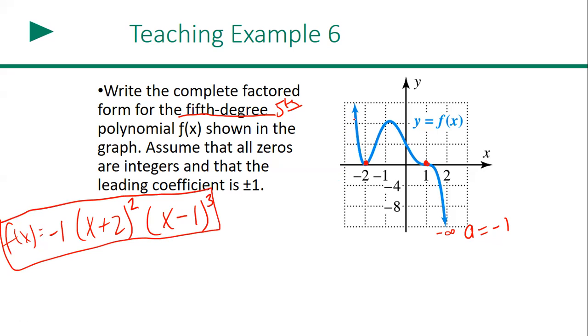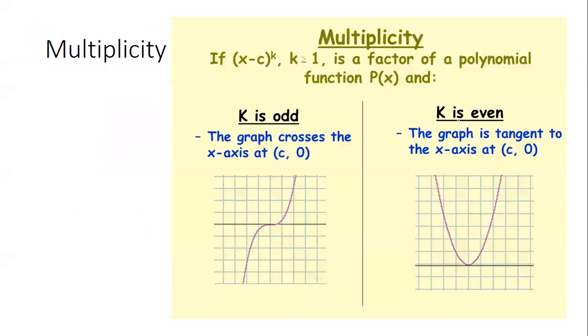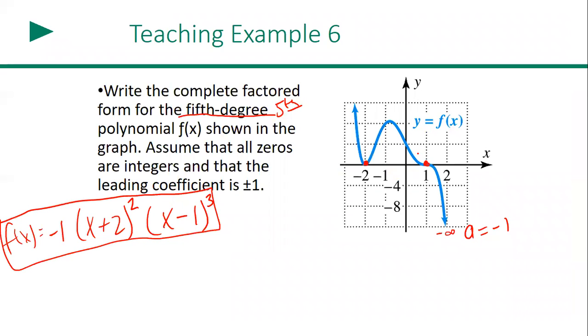The (x + 2) is squared because it touches the x-axis. It doesn't cross the x-axis, it touches. And so right here, we said that if your k, which is greater than or equal to 1, is tangent, so meaning if it touches the x-axis, your power has to be even. Does that make sense? So my power has to be even. So therefore it has to be k equals 2 in this case. Okay. Questions so far?